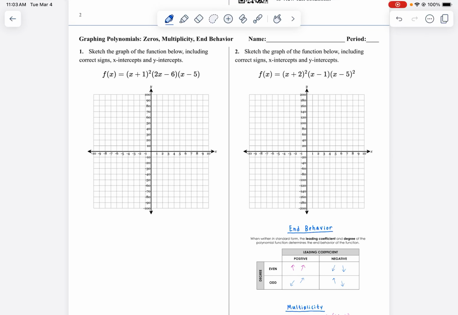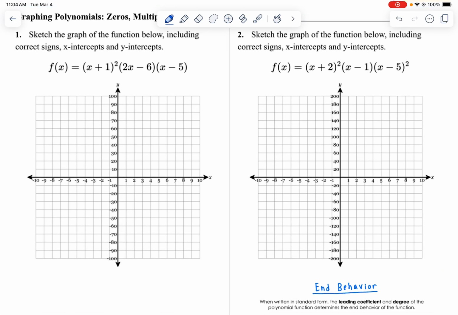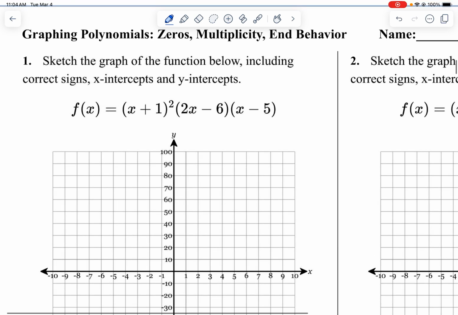Alright, so in today's video, I want to go over how to graph polynomials by hand without using any graphing technology. So let's look at this first question right here. Here they give us a polynomial, a function. This is already in factored form. So that will help out a lot when we find the zeros, which is very important in this problem.